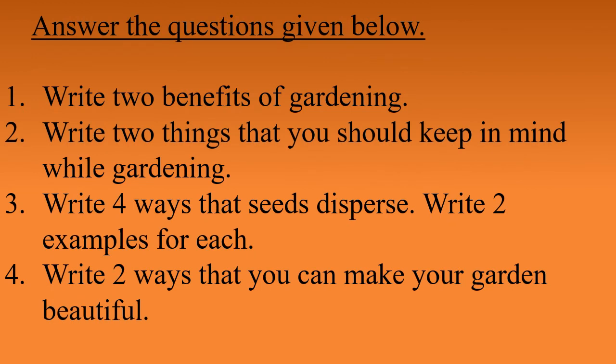Answer the questions given below. Number 1. Write 2 benefits of gardening. Number 2. Write 2 things that you should keep in mind while gardening. Number 3. Write 4 ways that seeds disperse. Write 2 examples for each. Number 4. Write 2 ways that you can make your garden beautiful. After answering these questions, write answers for the questions given on page 77 and 78.